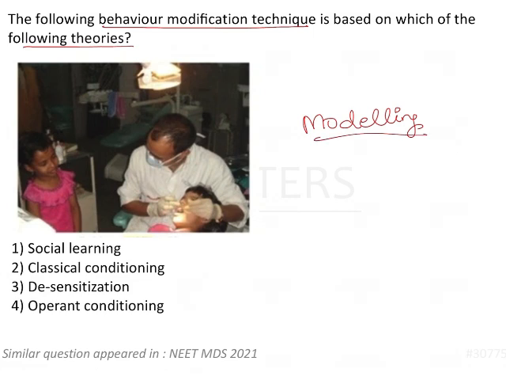Now sometimes the image based question can be direct and they will just ask us to identify the technique. It could be modeling, it could be restraints, physical restraints like Papoose board, etc. However, this question has a slight twist. It's asking us to identify not the technique, rather which theory the technique is based on. So let us have a look at each of the options one by one.